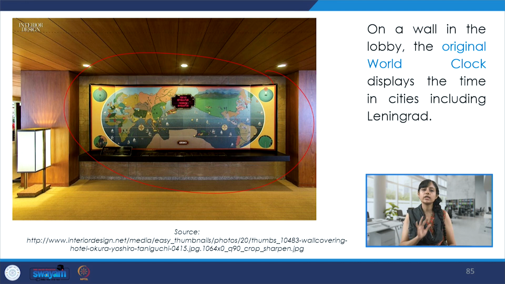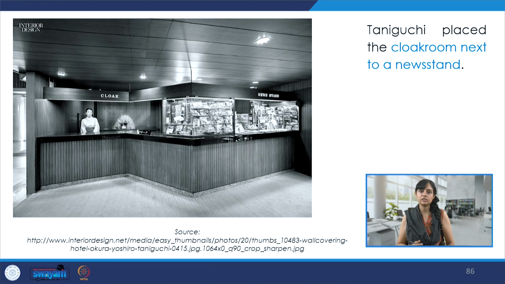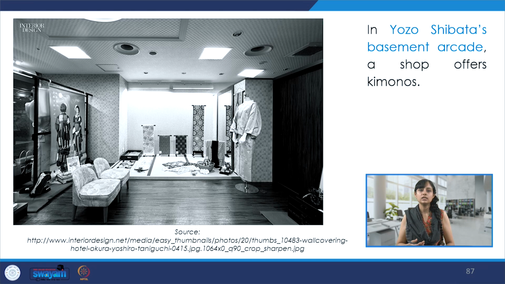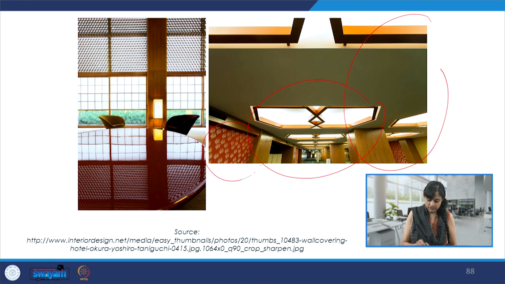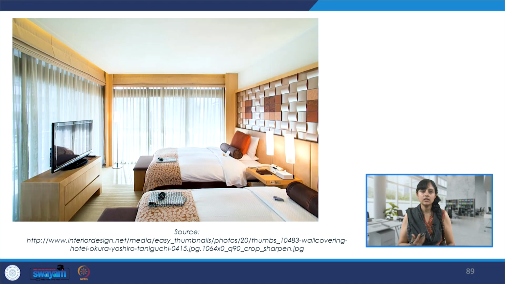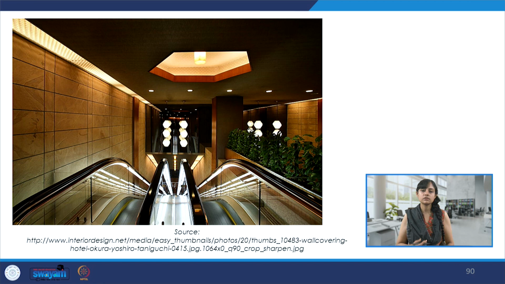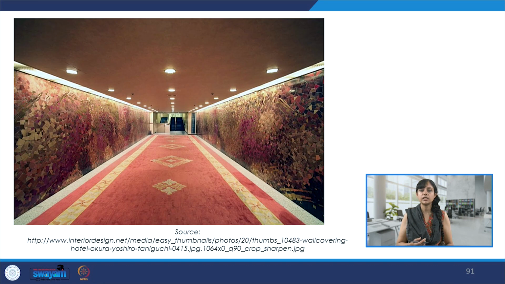And I also like the use of colors that we see in this space along with the lighting that has been designed. And there are more images and more details over here. There is a cloakroom which is put next to a newsstand, and there are very interesting details. There is a shop in the basement, and more of these material aspects and ceiling details and furnishings that we see. Some more images from the project. Very interesting and nicely designed project.